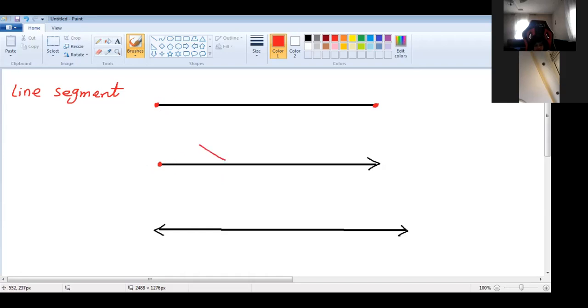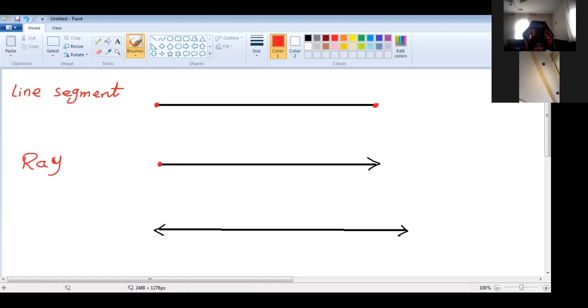I'm talking about this one. This one has a start point and no end point. What is the name of this figure? Is it a segment? No, ray. Ray. Okay.